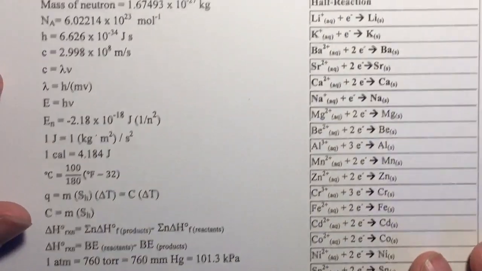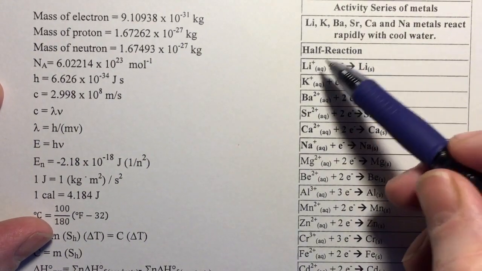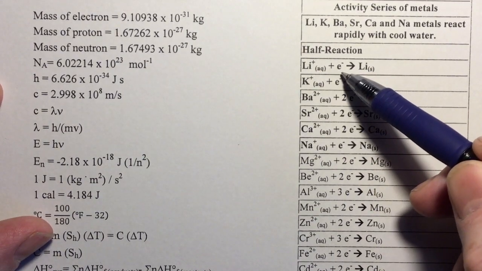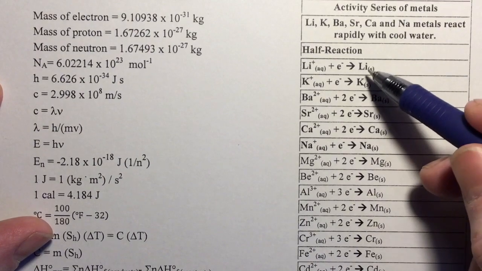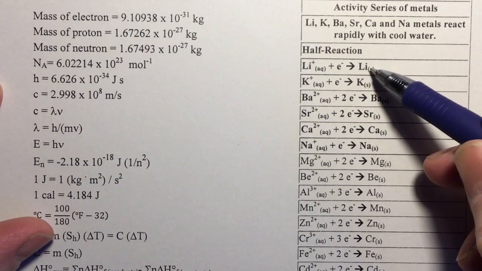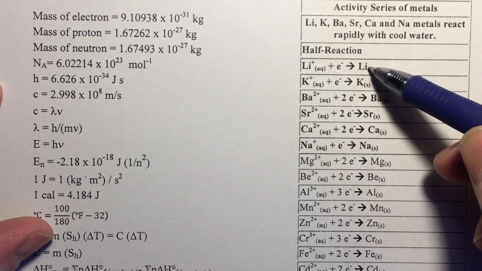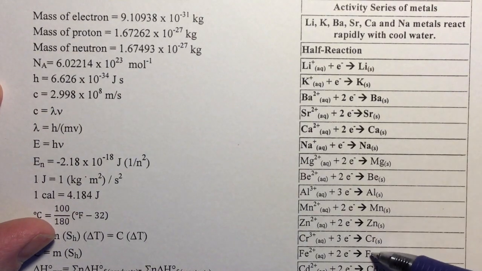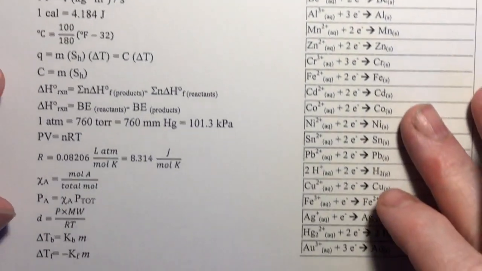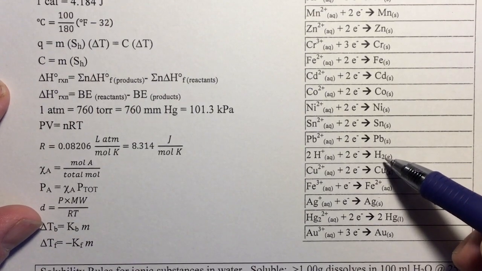Now, we're mainly interested in looking for the neutral species. These are called half reactions, where you take an ion and you react it with one or more electrons to form a neutral species, like these neutral metals. So there's neutral lithium, neutral potassium, and so forth. And we're mainly interested in finding out where on this list the neutral species lies. And if we look down here, we will see that neutral hydrogen is right there.